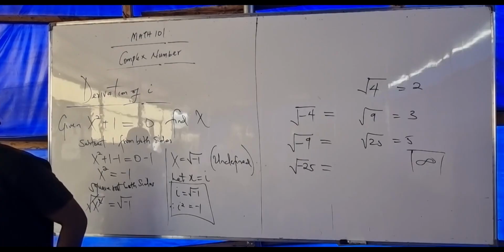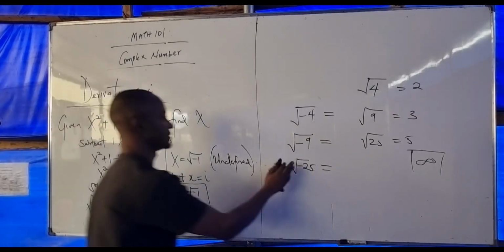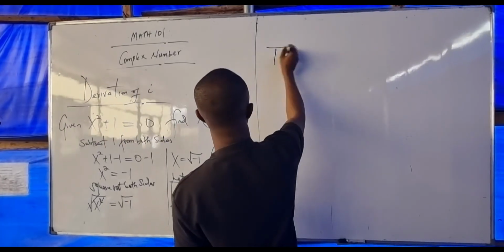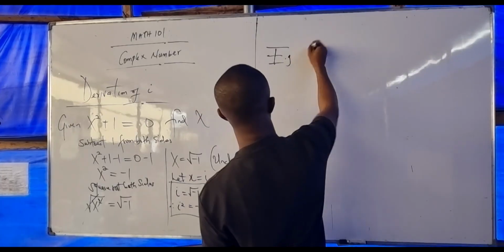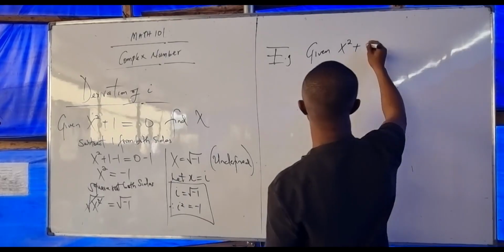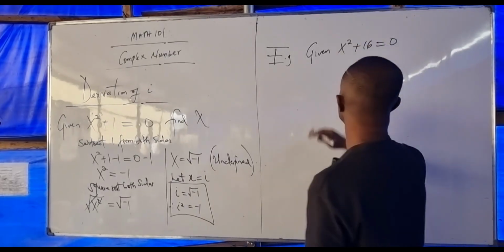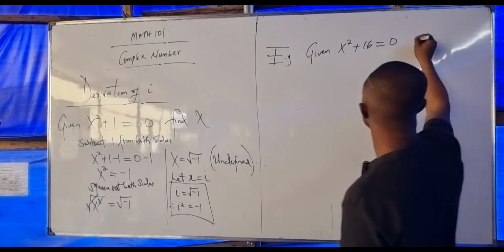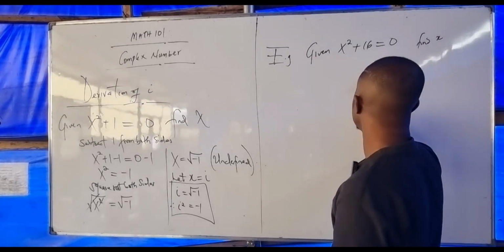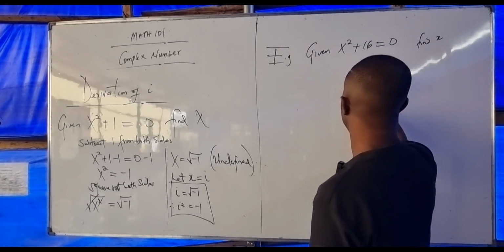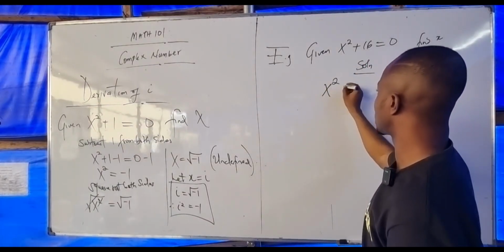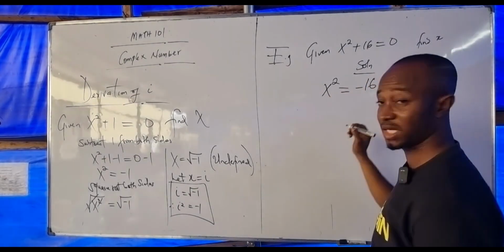One example. Look at this. For example, if we are given x squared plus 16 equals 0, and we have to find x. Are you there? Now, listen. How do we find x? What do we do first? We subtract 16 from both sides. That implies x squared equals minus 16. Do you agree with me?